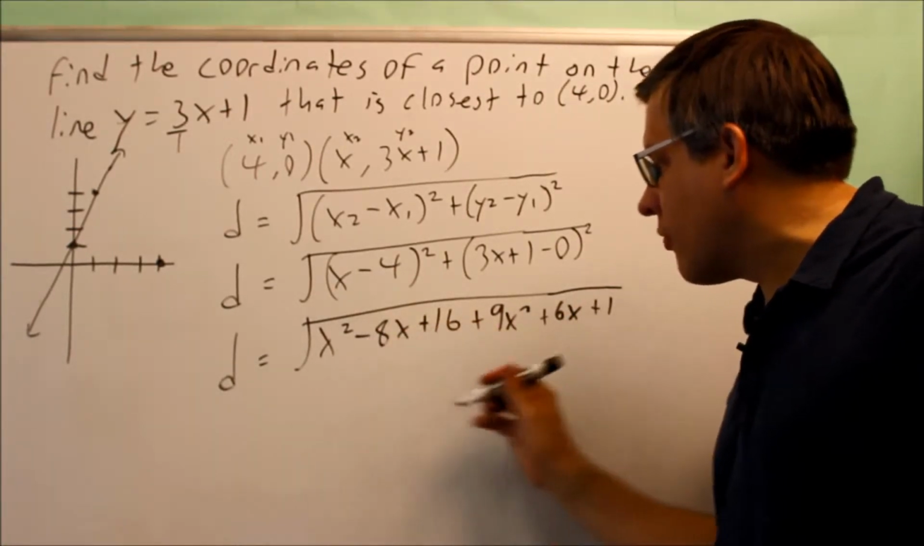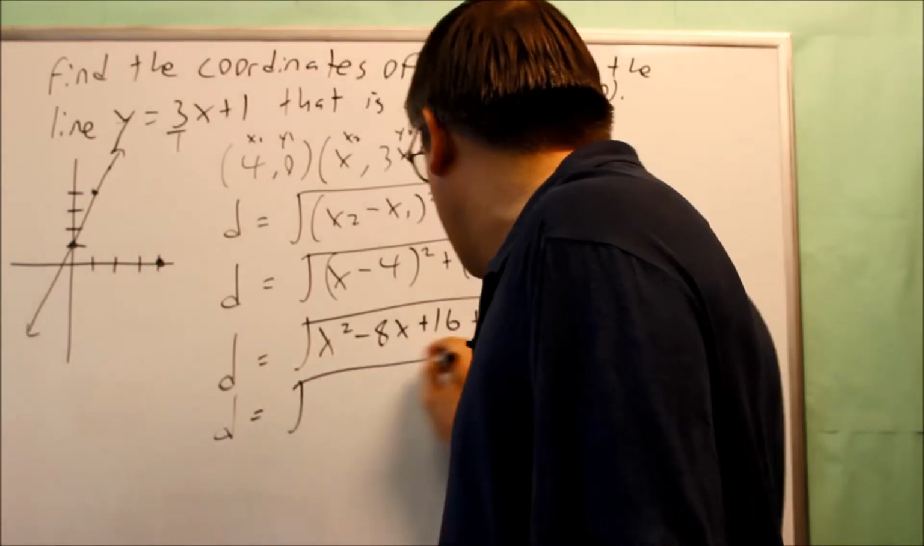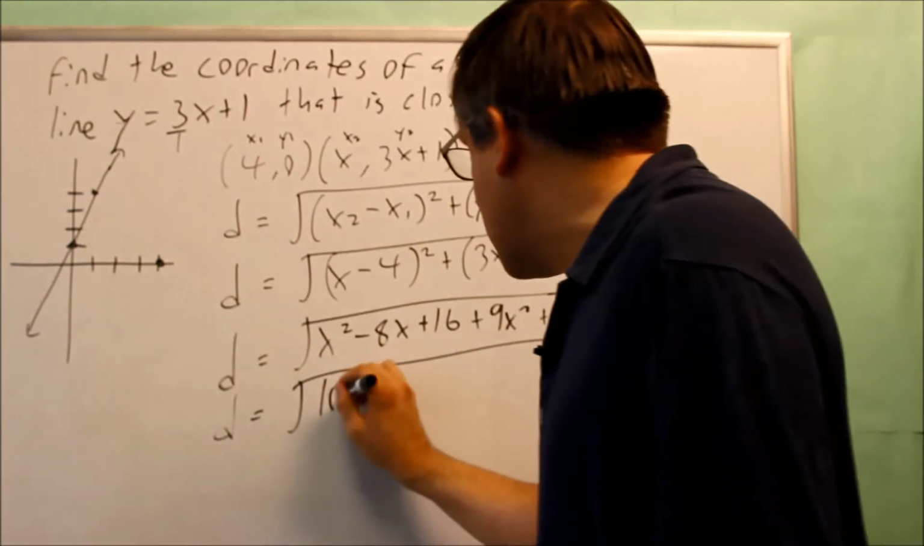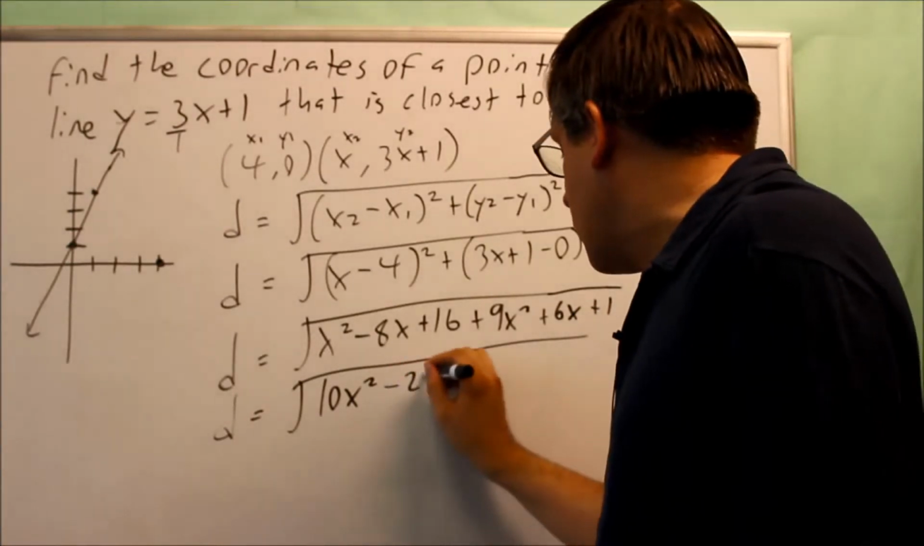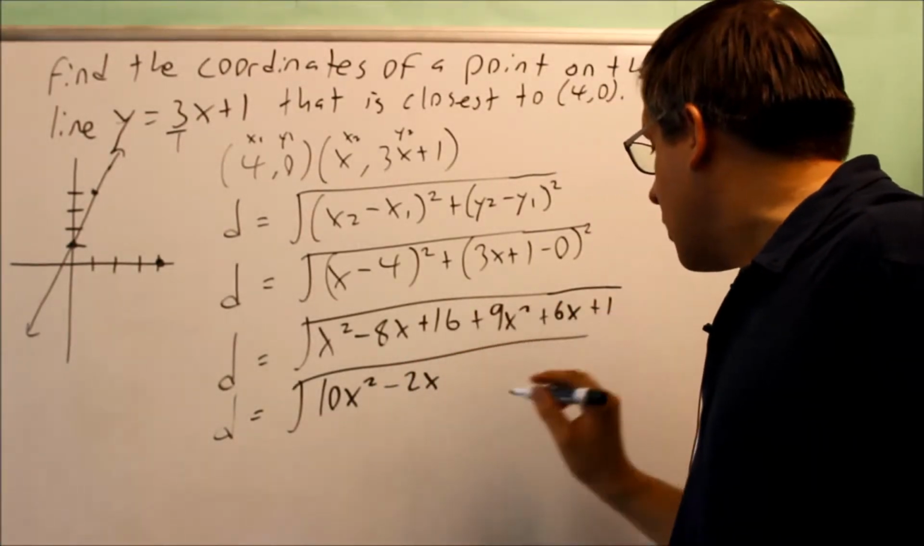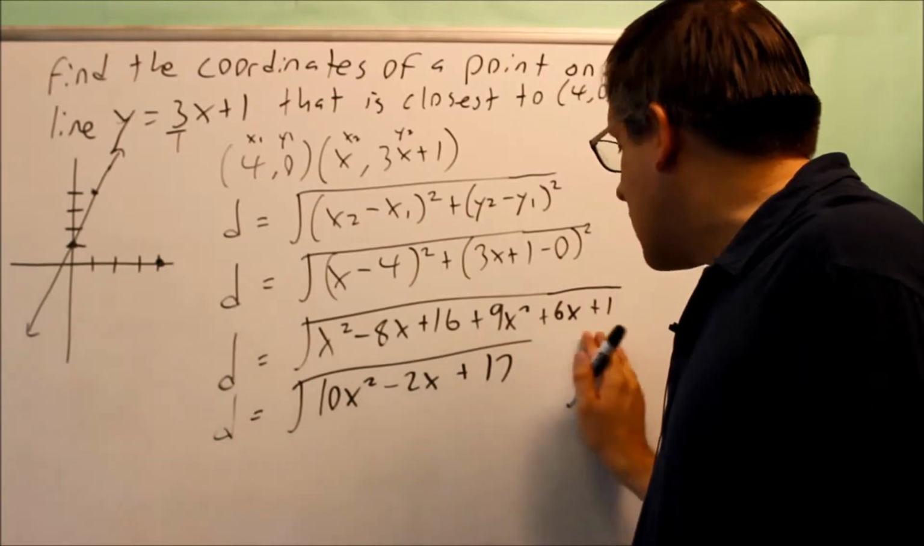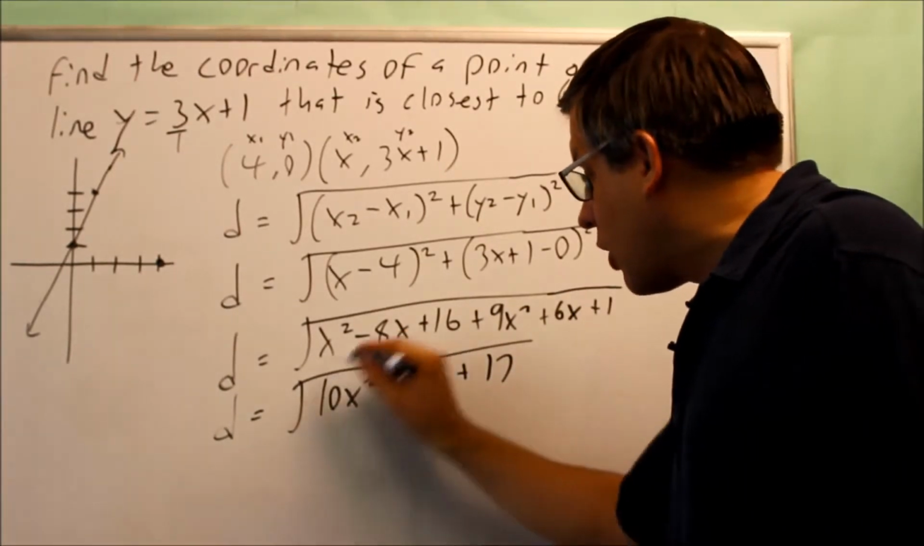Now I need to simplify inside the square root. So if I simplify inside there, I get 10x squared. I get negative 8 plus 6, that's going to be negative 2x. And I get 16 plus 1 gives 17. So now I have my quadratic inside here.